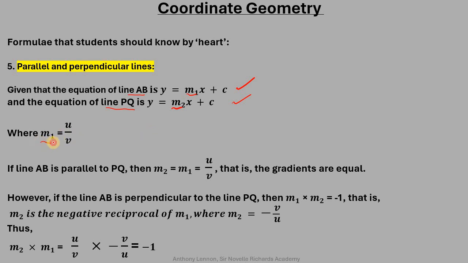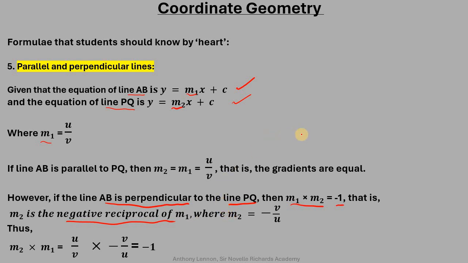So if M1, that is the gradient of line AB, is equal to U over V, then both gradients will be equal to U over V, because gradients of two lines that are parallel are equal. Also, what about when the lines are perpendicular? Well, if the lines are perpendicular, that is, line AB is perpendicular to line PQ, then when you multiply their gradients, you should get -1. That is, the gradients are negative reciprocal of each other.